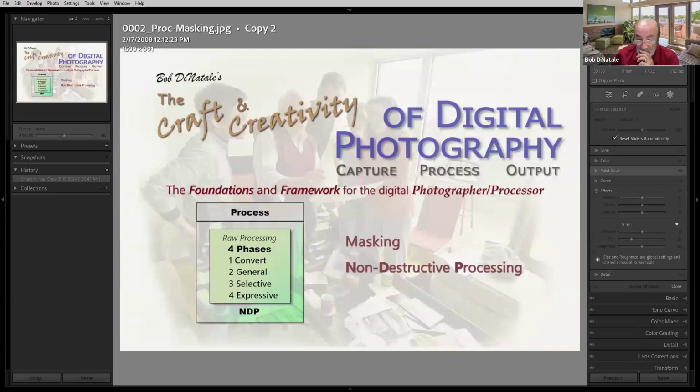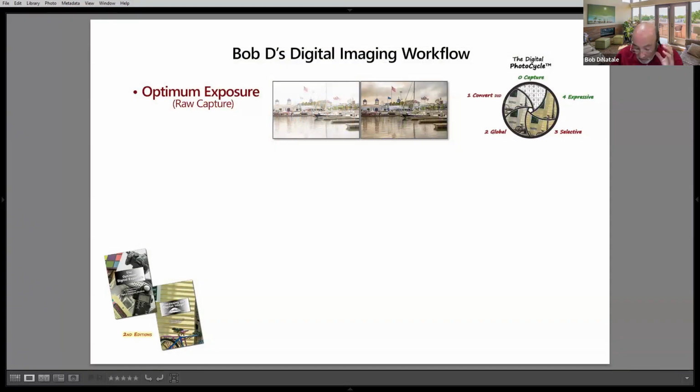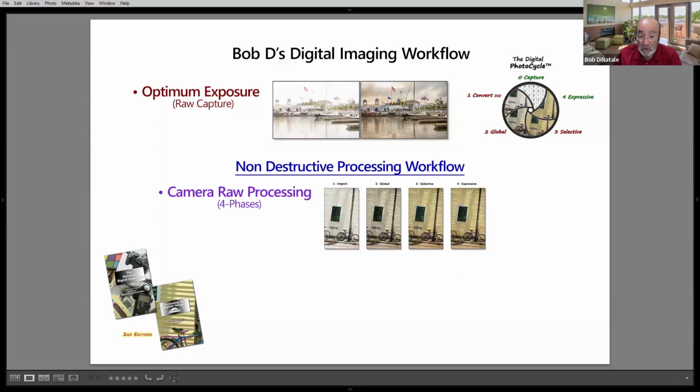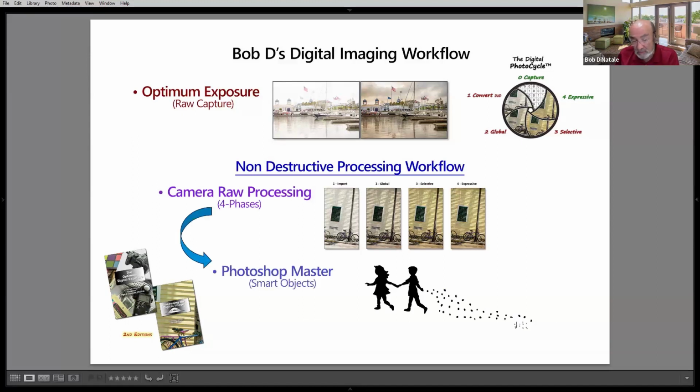I want to talk a little bit about non-destructive and try to get this concept. Maybe we'll have another class, we'll talk about it more. We're shooting optimum exposure as best we can. It's in the books. Shooting raw. We're processing raw. Then if we have to make other adjustments, we're going to open it up in Photoshop. Don't think of it as, oh, that's another software. It's a software that does things that Lightroom doesn't.